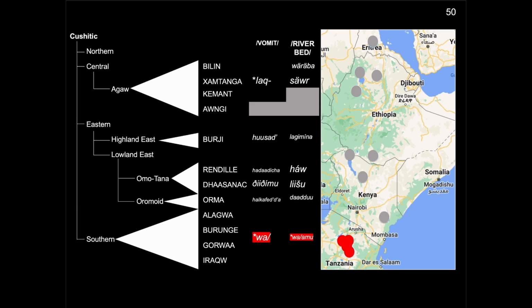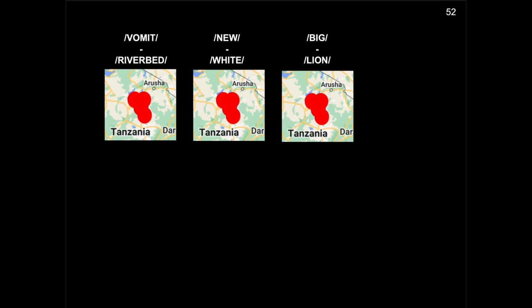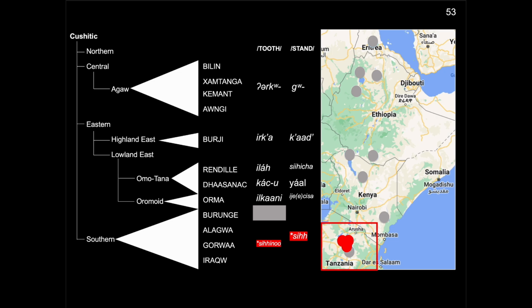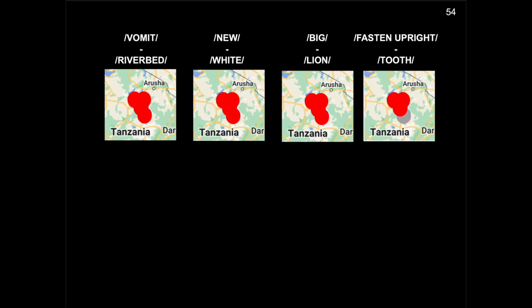Finally, a note on relative chronology is merited from the data as well. In the examples given above, we can see that some are shared across West Rift Southern Cushitic. Take, for example, here, the word for what I assume to be riverbed resulting from a semantic shift from to vomit. Of the 8 examples, we can see 3 shared across all of West Rift. For one example of what we've seen above, the one showing the semantic shift from fasten upright to tooth, the pattern is shared between Alagwa, Gorwa, and Iraqw, but not with Burunge. Of the 8 examples, we can see 1 that patterns in this way.